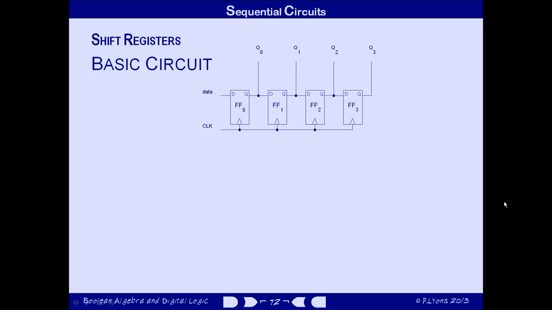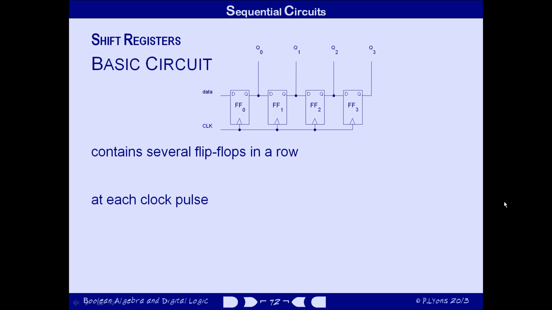Now let's move on to another related topic, shift registers. Here's the basic circuit. It comprises a set of flip-flops, with the output of each flip-flop connected to the input of the next one in the sequence. All the flip-flops are connected to the same clock input. So when a clock pulse occurs, they'll all load a bit of data simultaneously.